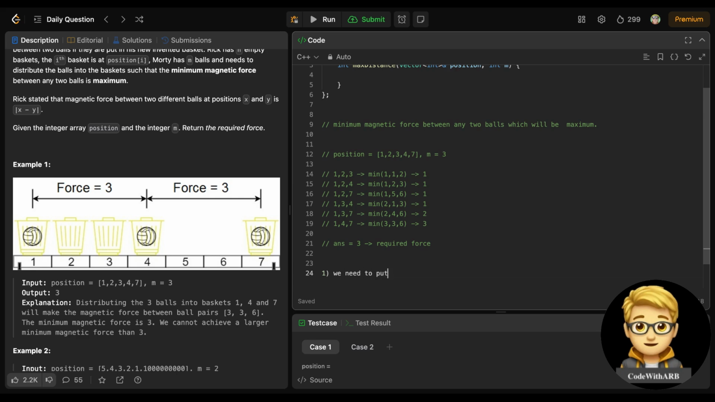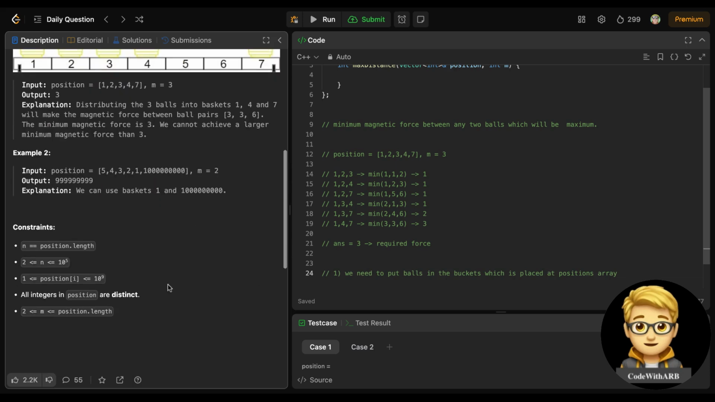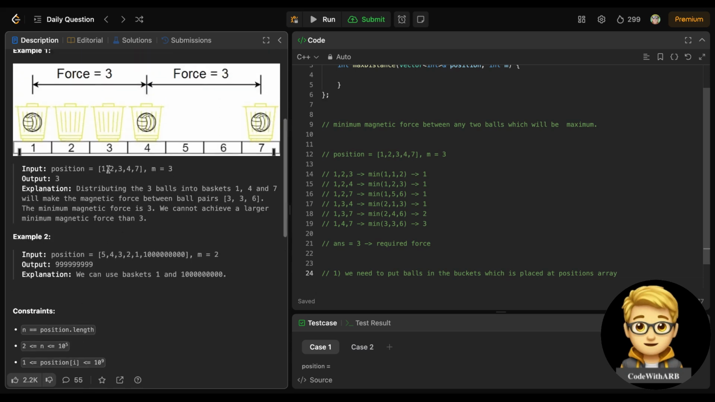We need to put balls in the buckets, which are placed at the positions in the positions array, right? So this is 1 2 3 4 5 4 7, and we have 3 buckets and 3 balls, right? There are no constraints given on the n and m values, so m can also be greater than this n, right?